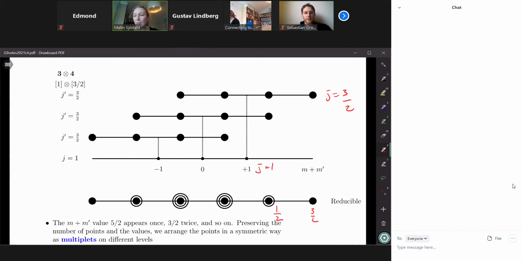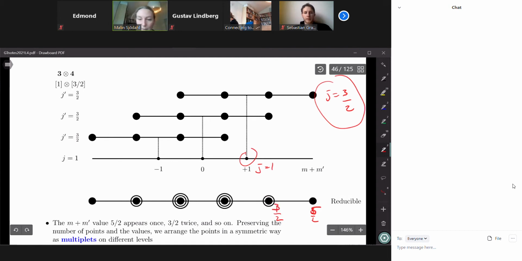Sorry, this is my bad here. This should not be 3 halves because we have here 3 halves from here, and we have 1 from there. So this should have been 5 halves, and this should have been 3 halves by addition. Then we should here have 1/2, and then we should have minus 1/2. We should have minus 3 halves, and we should have 5 halves with the minus sign. Okay.